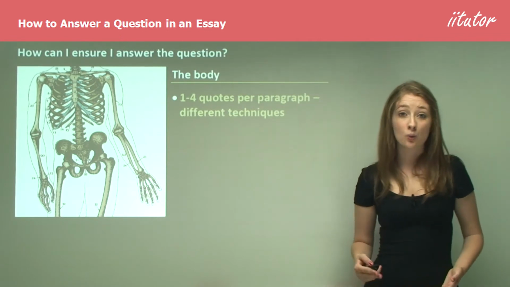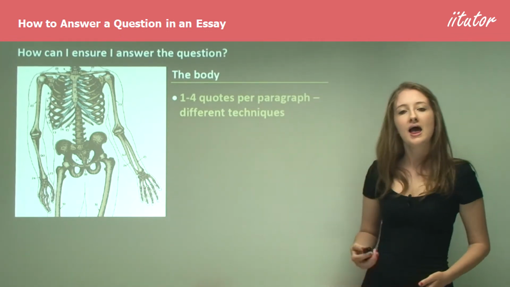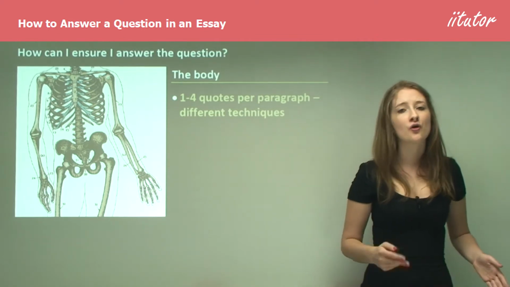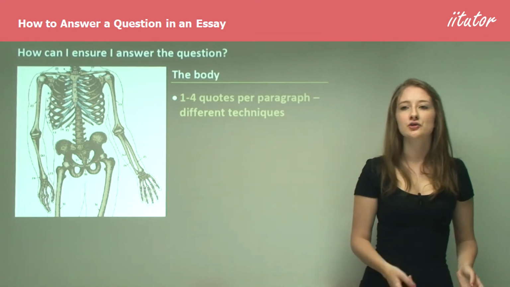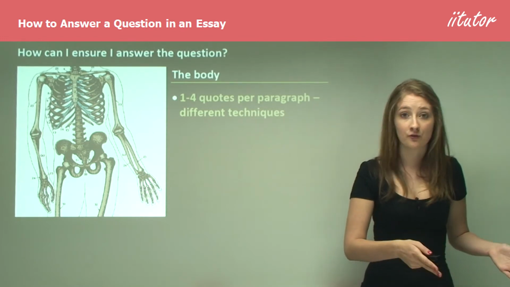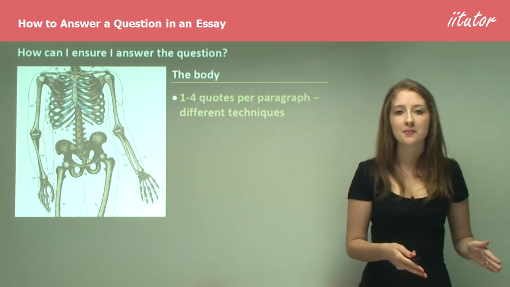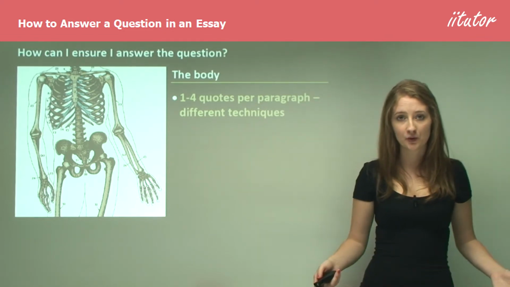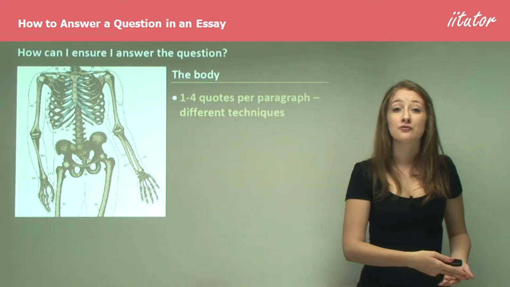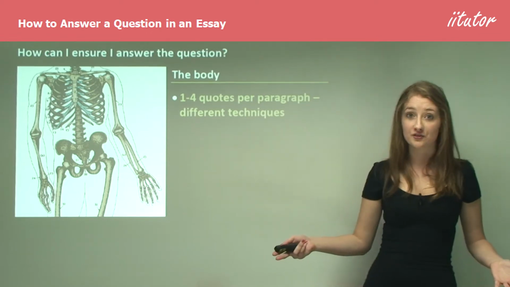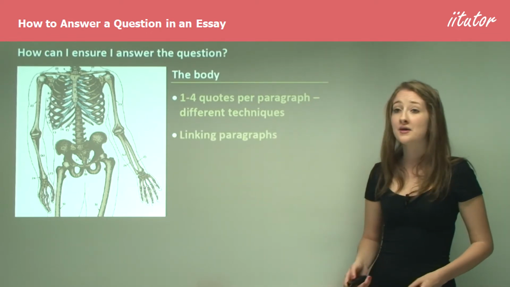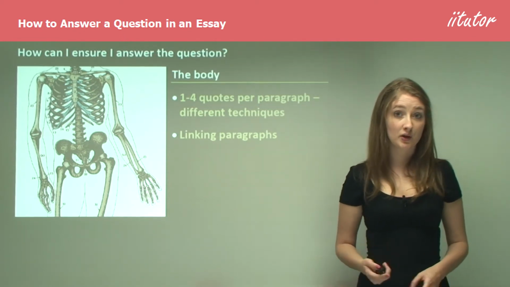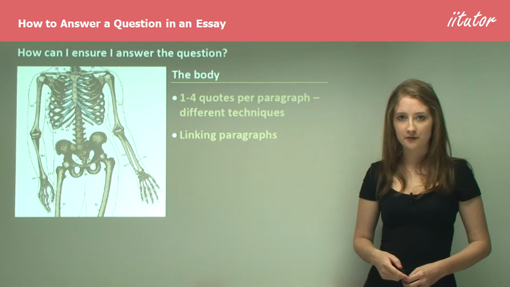You want to be including 1 to 4 quotes per paragraph and making sure that these each provide different techniques. So if you're using 4 quotes in one paragraph, you make sure that all 4 of those quotes weren't metaphors, for example. You'd make sure 1 was a metaphor, 1 a simile, 1 a personification, and 1 alliteration, for example, to show the marker that you have a really across-the-table grasp of different language techniques. You then need to make sure that you link up your paragraphs, and this is a difficult skill which we're going to be looking at in our later videos.